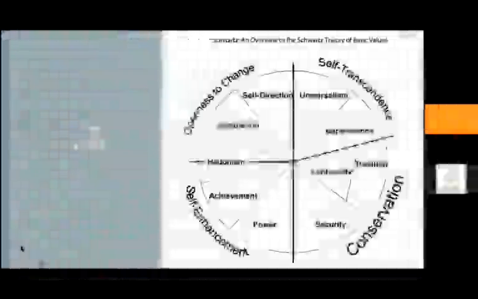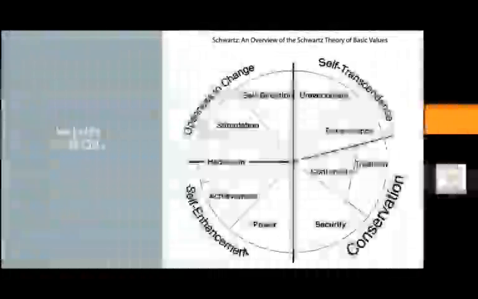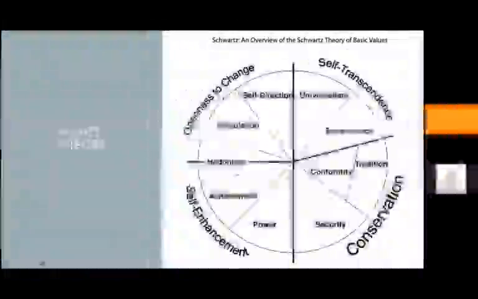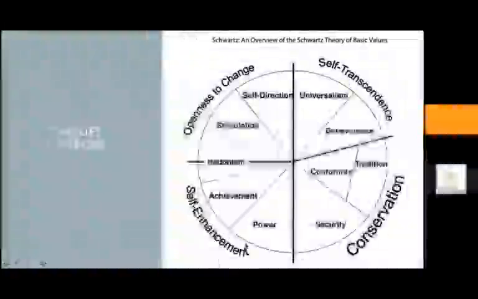In the table which I've put, the values were arranged according to 4 categories. People who have values in the first category, openness to change, are people who are open to push the limits and go into other things. And then self-transcendence, that's going above yourself. If you look at how they're arranged, you have openness to change, self-transcendence, conservation, and self-enhancement.